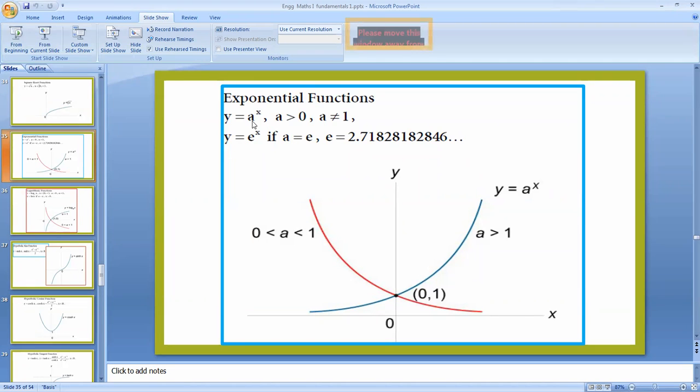When you substitute a equal to e, you get the exponential function. Okay. So do you know the value of e? You can get this value by calculator also: 2.71828. Okay. It's an approximate value of e. Now, when you take values of x, see here, from minus infinity to plus infinity.